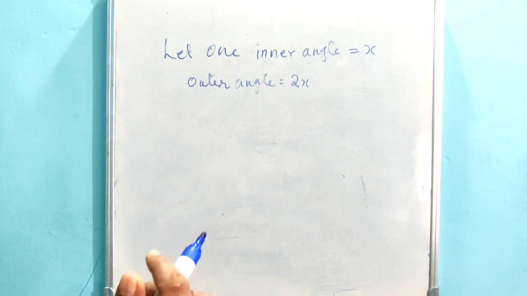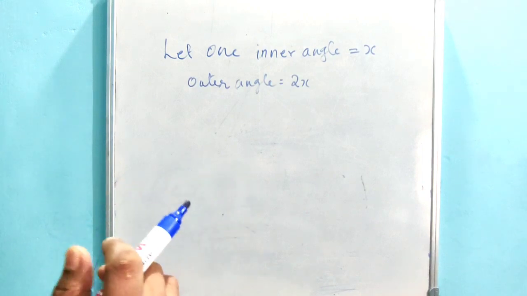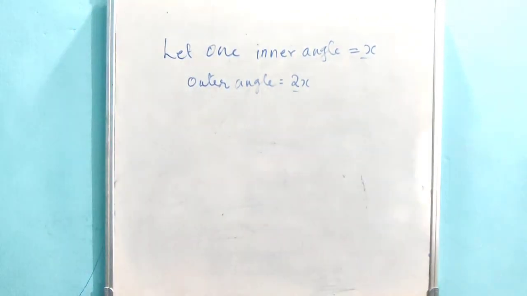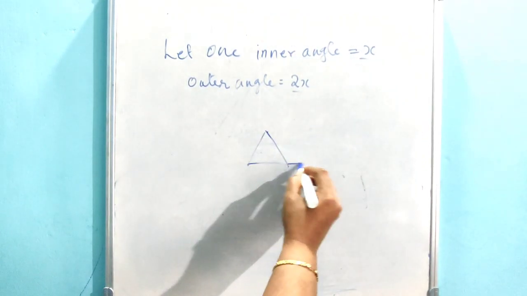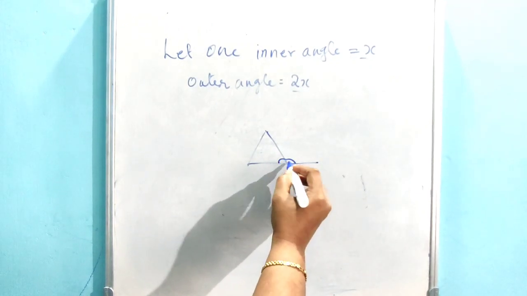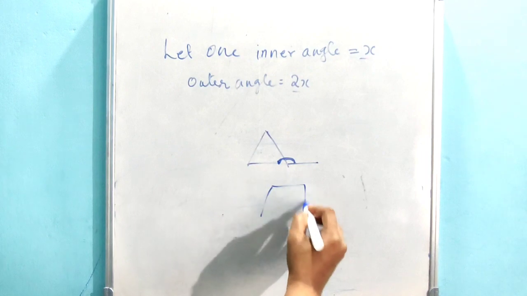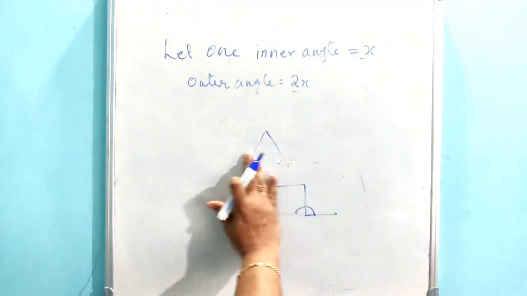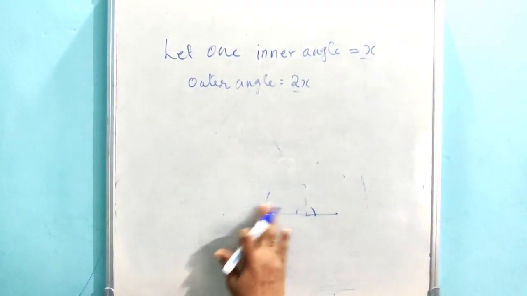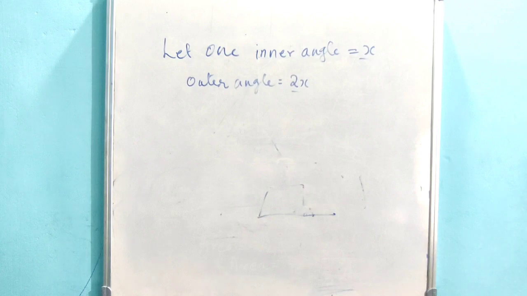Then if inner angle and outer angle are x and 2x, is there any relation between them? Yes, inner angle is half of outer angle, or outer angle is double the inner angle. And we know one more thing: for a triangle, one inner angle and one outer angle form a linear pair. For a quadrilateral also, one inner angle and one outer angle form a linear pair. So for every polygon, one inner angle and one outer angle form a linear pair.